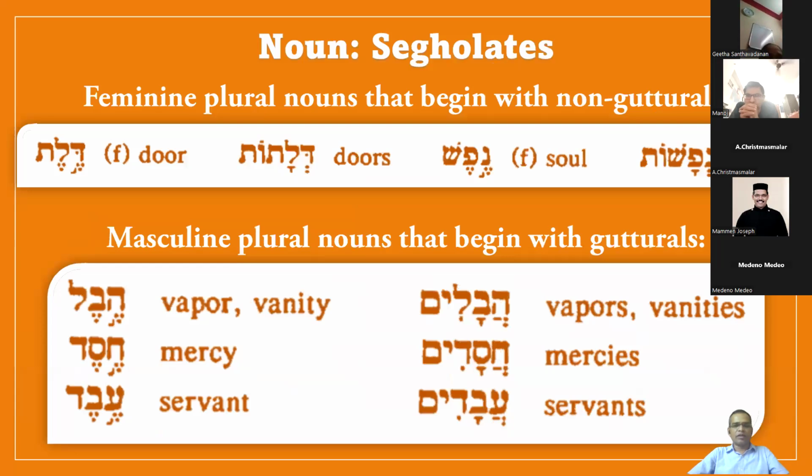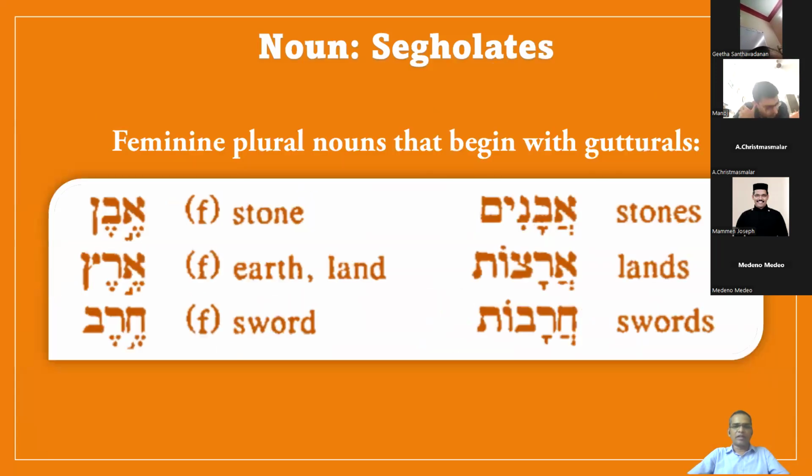In case the masculine plural noun begins with a guttural, the only difference is that the guttural will carry a composite or compound Shewa. Hevel, Havalim, Chesed, Chasadim, Ever, Avadim, and feminine plural nouns that begin with a guttural: Even, Avanim, Eretz, Aratsot, Cherev, Charavot.